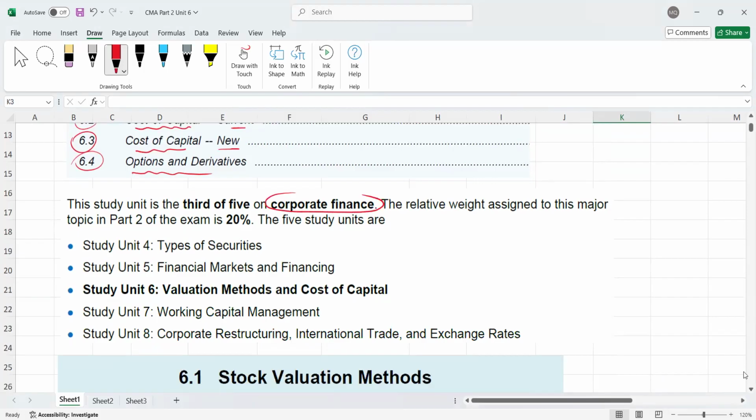In the corporate finance section, we have units number 4, 5, 6 (we are starting 6 today), 7 and 8. So these 5 units are called the corporate finance section, and this corporate finance section is 20% of your exam. So here we go. Let's start now.